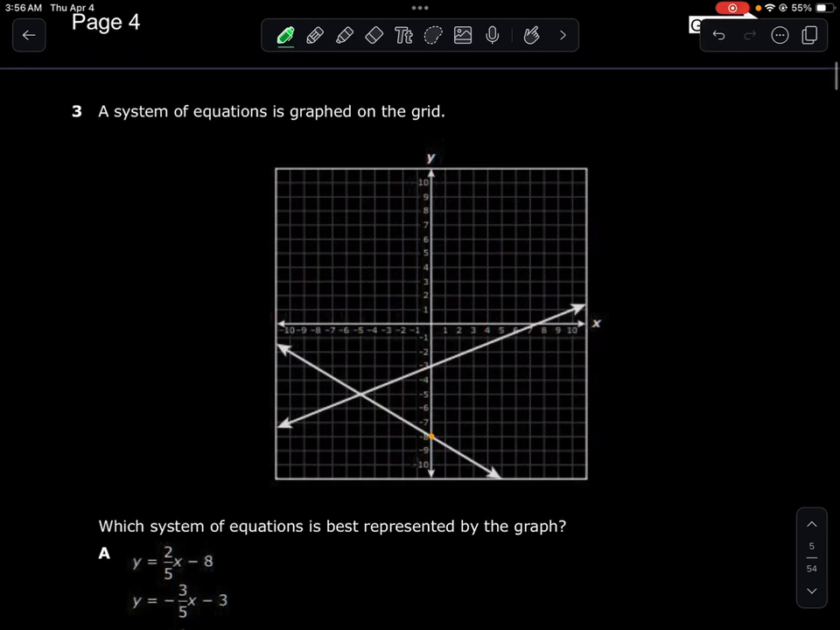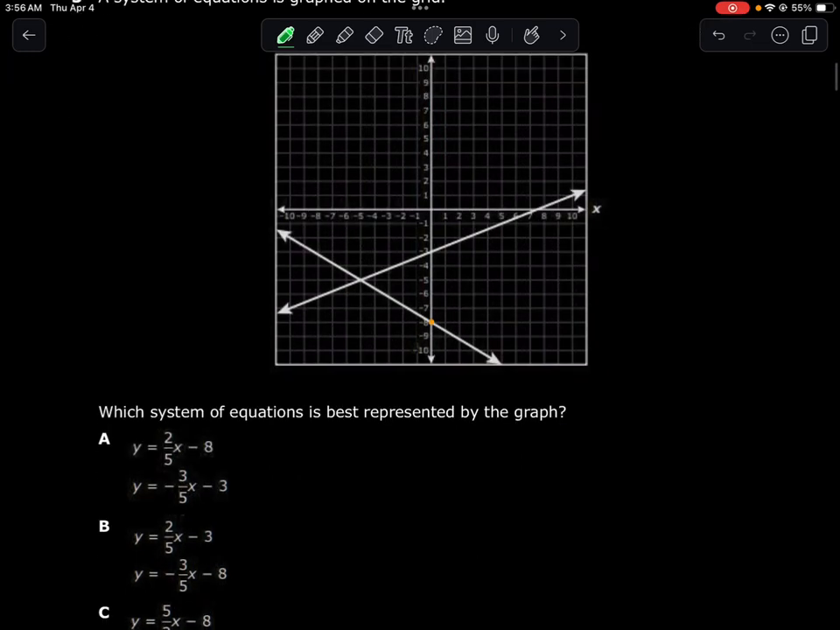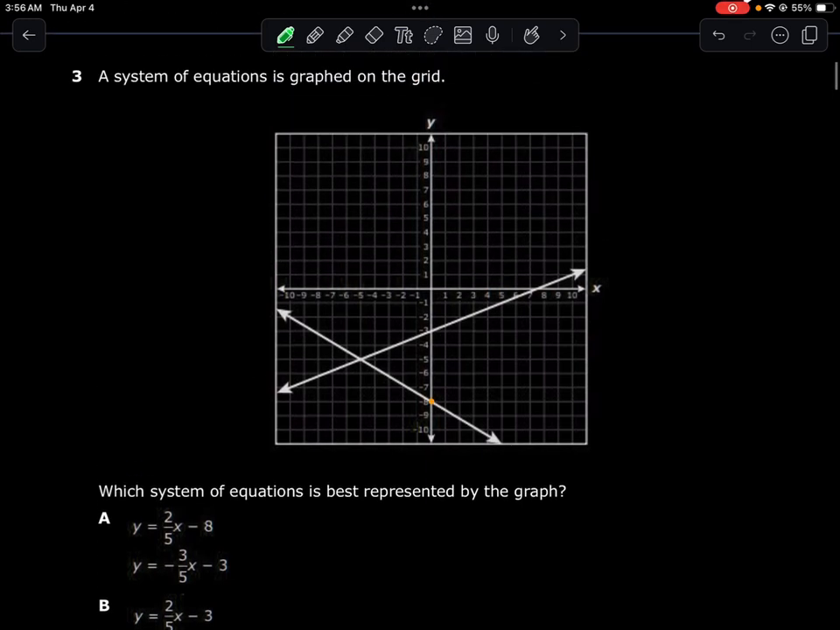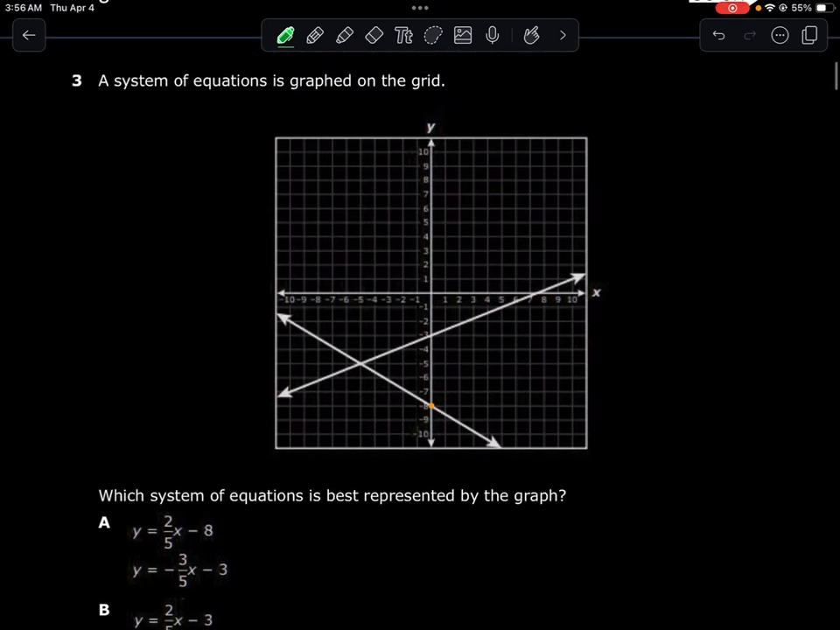Let's go to the next one. Number 3. A system of equations is graphed on the grid. Okay, I have 2 equations, and I see those. I immediately see that those equations are going to be linear because they're represented by lines, meaning each one of them is going to be of the form y equals mx plus b, the slope-intercept form.